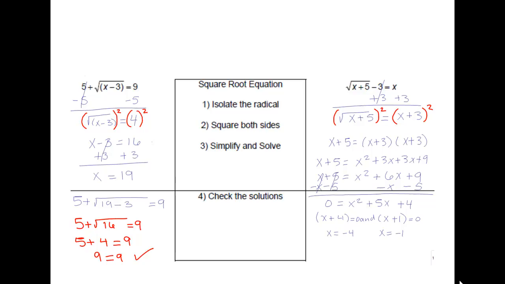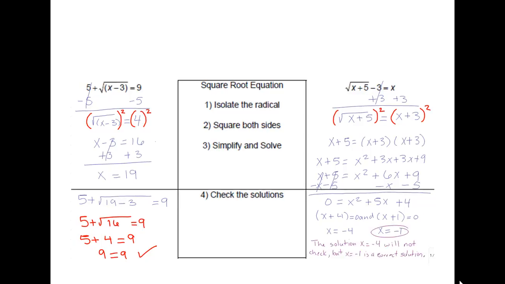So the first one, x plus 4 equals 0. You move the 4 to the other side. Since it's a plus, we're subtracting, so that becomes x equals negative 4. Now, on the other one, it was x plus 1 equals 0, so we need to subtract 1 from both sides, so that becomes x equals negative 1. Now, the solution of x equals negative 4 will not check, but the solution of x equals negative 1 is the correct solution.